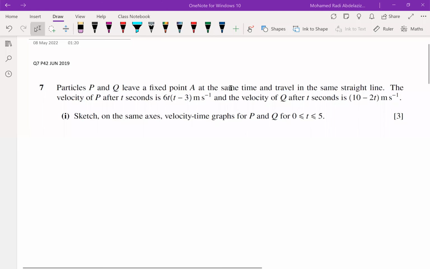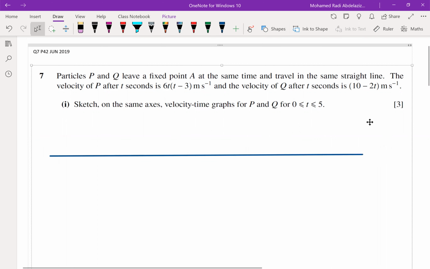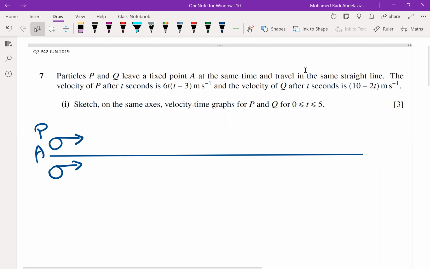Hi guys, in this tutorial I'm going to solve question number 7, paper 42, June 2019. Particles P and Q leave a fixed point A at the same time. Particle P starts to move, and particle Q also starts to move from the same fixed point A at the same time, and they travel in the same straight line.